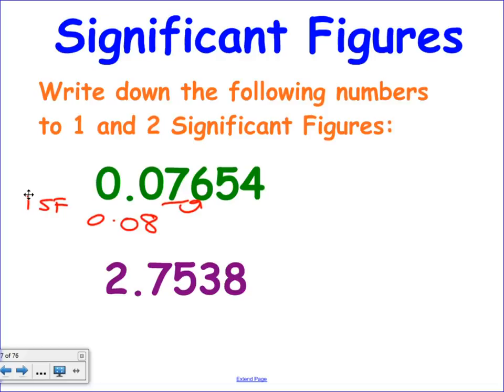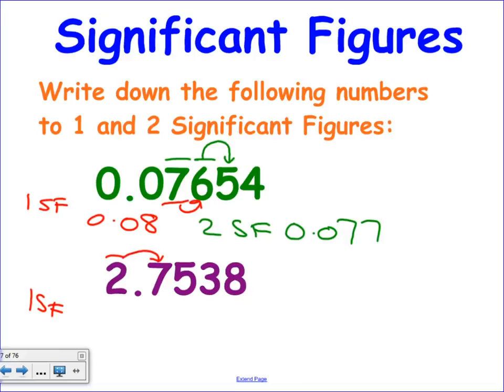Brilliant. To 2 significant figures, I'm interested in. Good, 7 and the 6, and my decision is based on. So 2 significant figures, 0.07. Good. Good. And just 1 significant figure on this one. 3. Yeah, interested in this, based on that, it becomes 3. 2 significant figures. I'm interested in this and this, based on that, it becomes 2.8. Excellent. Well done. Sorted. Happy with that?